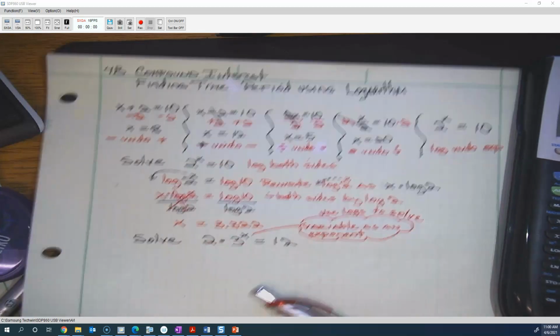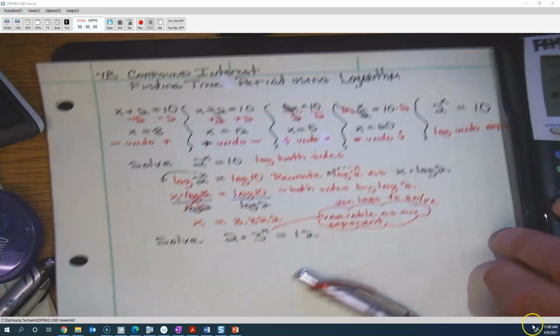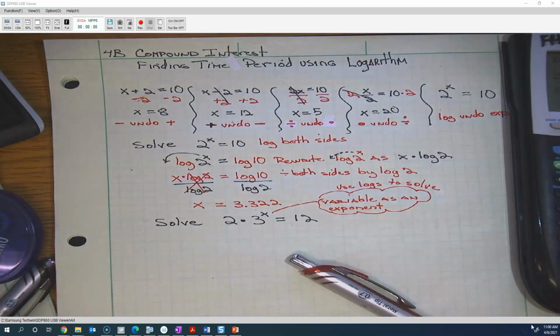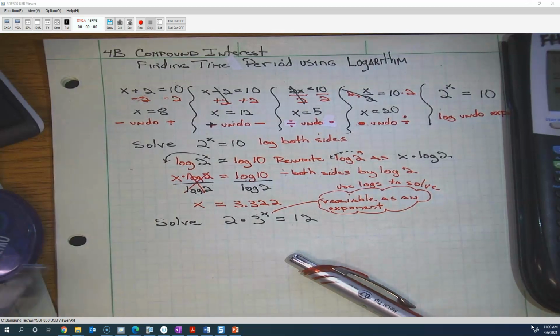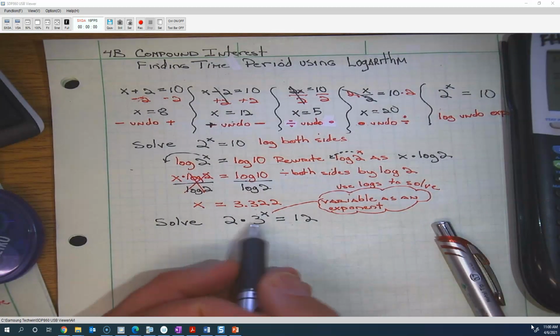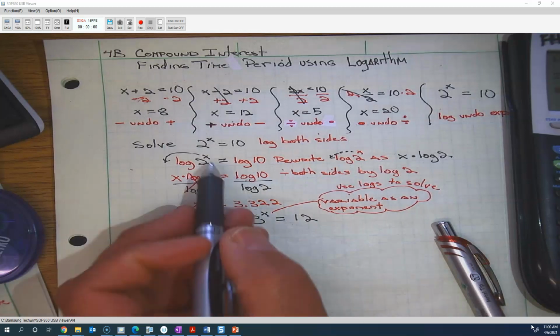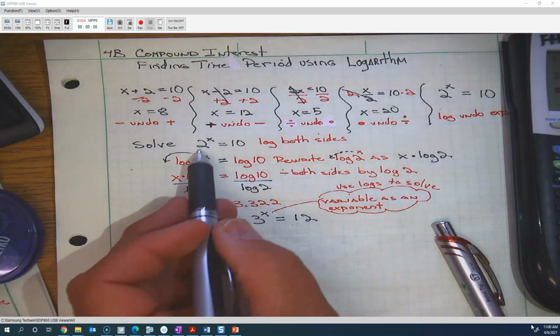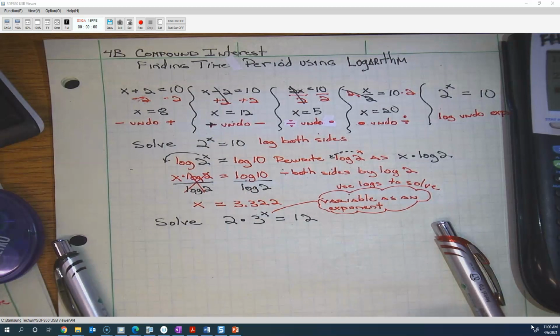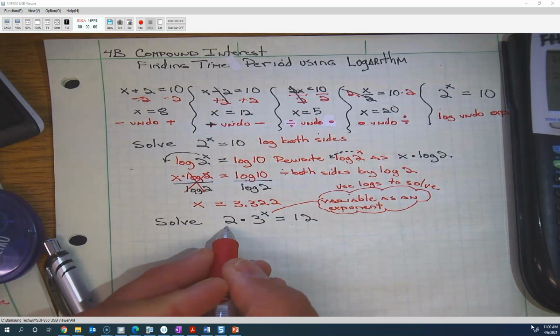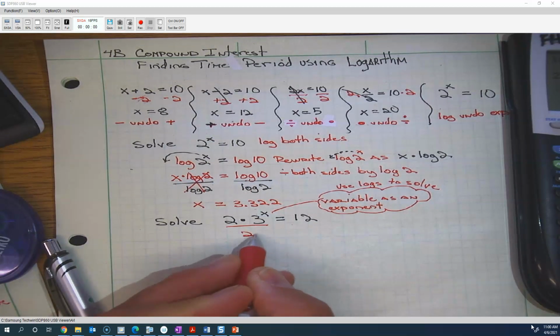If that x isn't in the exponent, then I don't worry about it. I'm not using logs. All right, so what you got to do first is you want to get this all alone. Like this 2 and the x was all alone. So before I do anything, I'm going to divide both sides by 2.